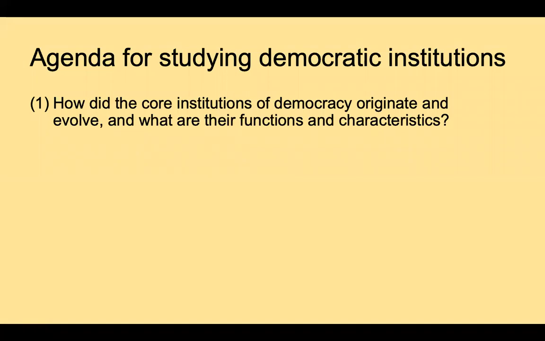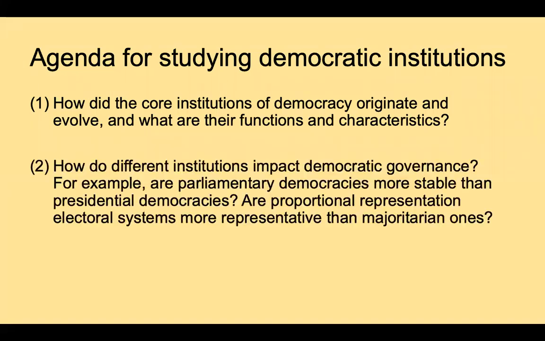The main questions that we approach this analysis with are as follows. First, how did the core institutions of democracy originate and evolve? And what are their functions and characteristics? So what do they do? Where did they come about? Where do we trace them to? And how did they evolve, and how were they maintained or changed once they originated?